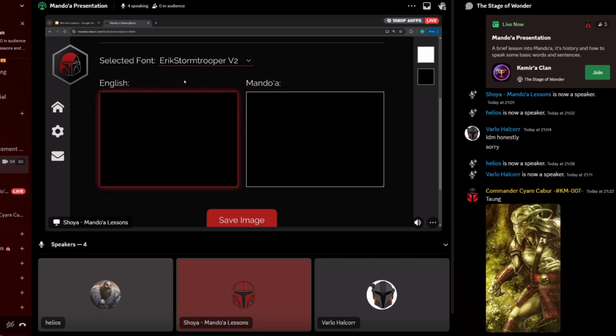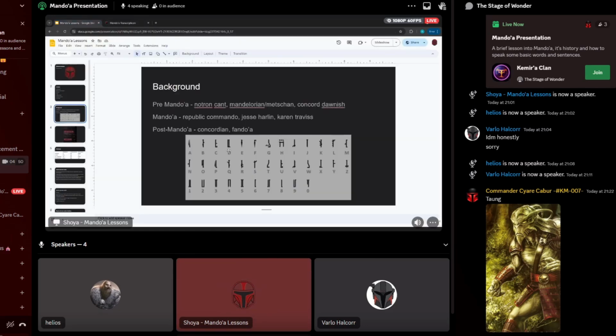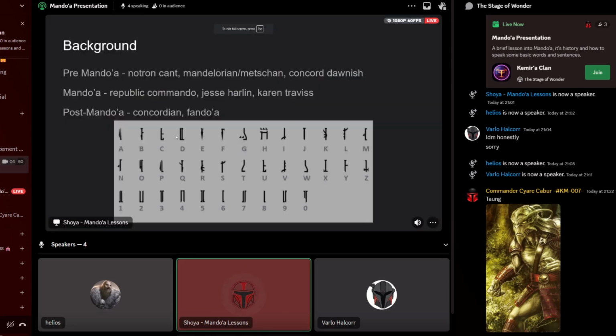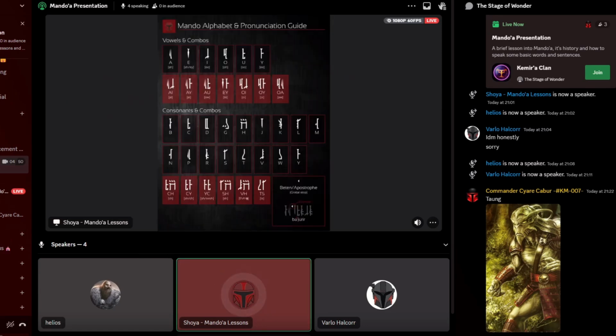If the C looks like this, oops, then you know you've got the Metshin script, the original Mandalorian script. And I have something that I can post for that. I have a comparison chart.